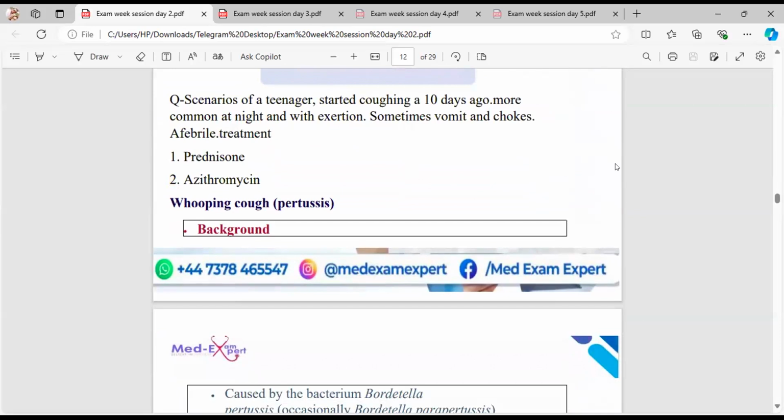Scenario of a teenager who started coughing 10 days ago, more common at night and with exertion, sometimes vomits and chokes, afebrile, treatment.